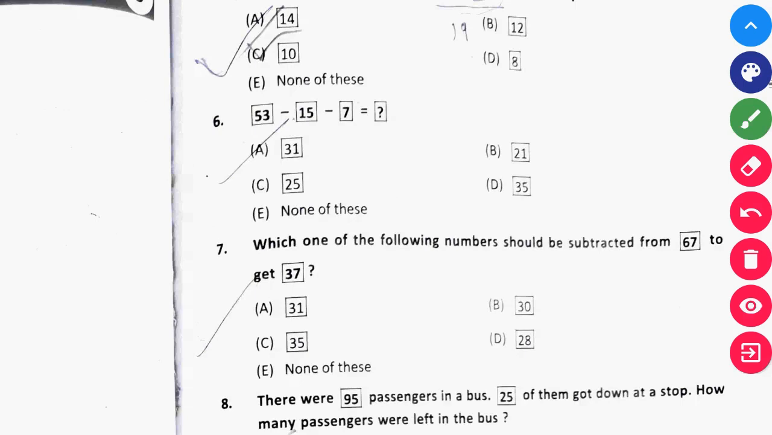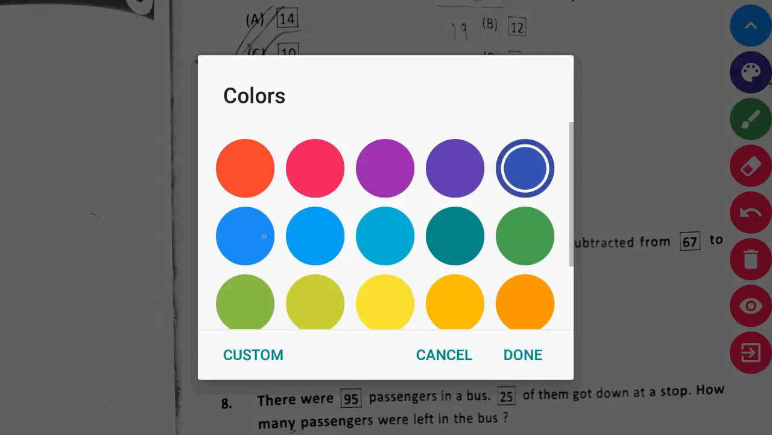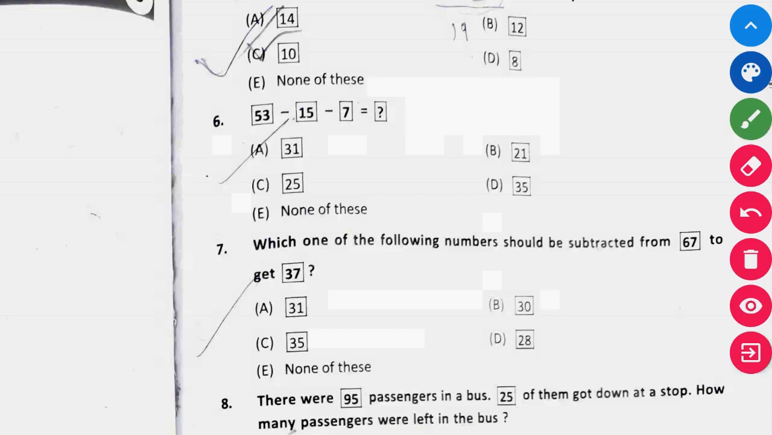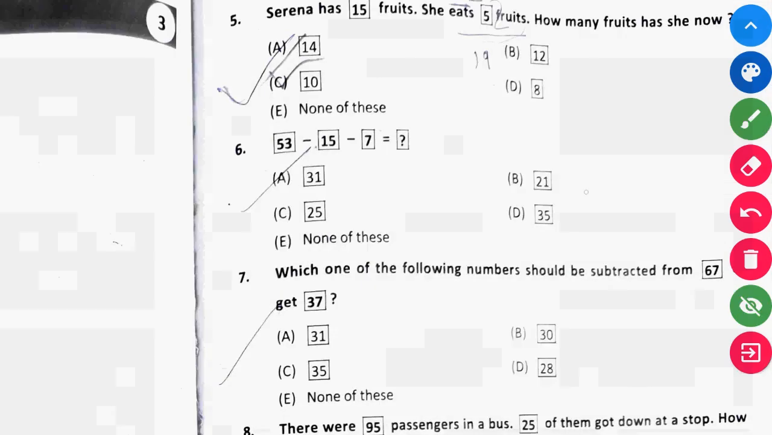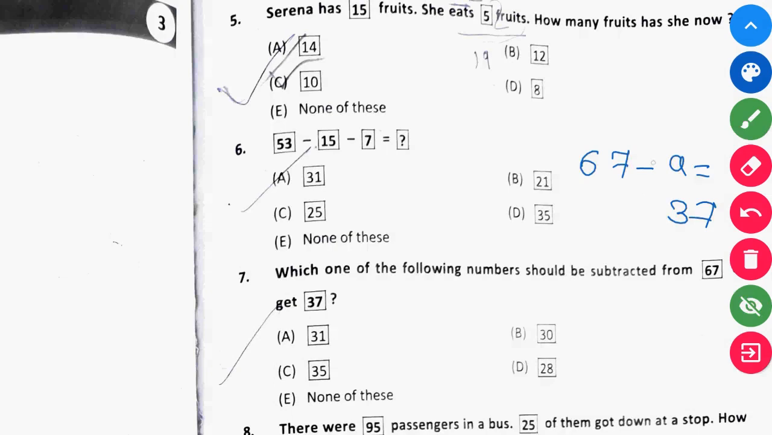Now see, this is one of the tricky questions, but it has the same pattern as we had done previously. Now see, which number do we have to subtract from 67? Suppose that number is A. So we will get the answer as 37. So A has a negative sign, 37 has a positive sign. 67 minus A is equal to 37.